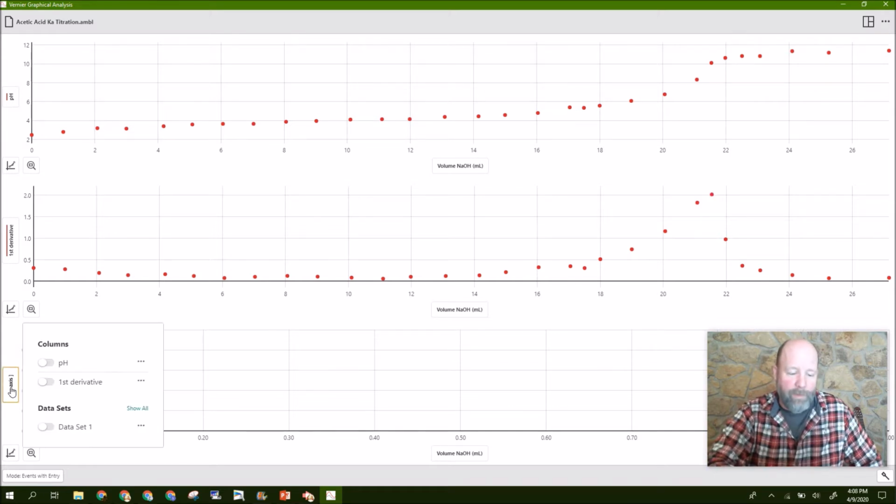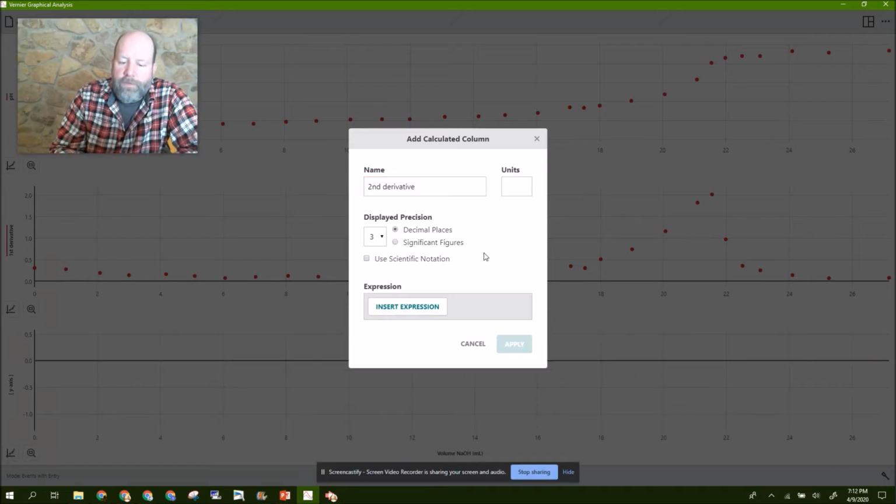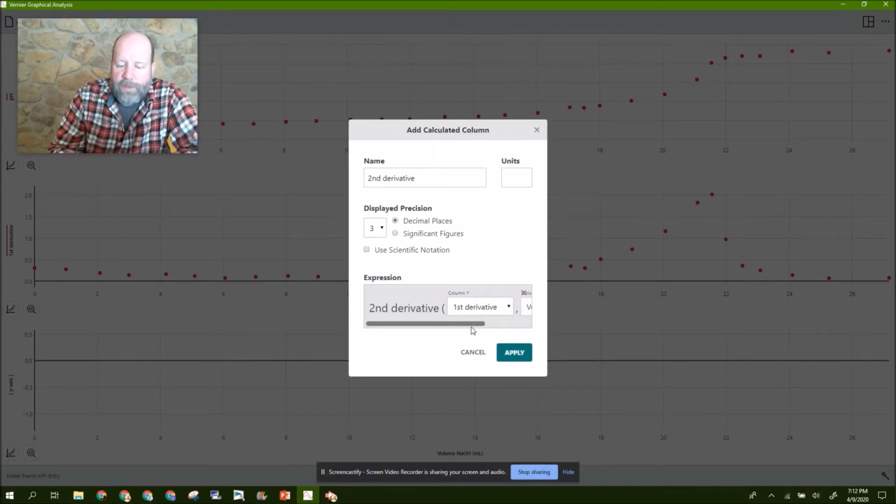So what I really want, so I can get an x-intercept, is the second derivative. That'll make it easier to figure out exactly where that switch occurs. So I'm going to come over here and I'm going to add another calculated column, and this time I'm going to call it second derivative. And when you do this part, you want to be careful. When you go to insert the expression, you hit second derivative. If you look, it's taking the second derivative of the first derivative, and that's not what we want. We want the second derivative of the pH. So make sure you change that to pH.